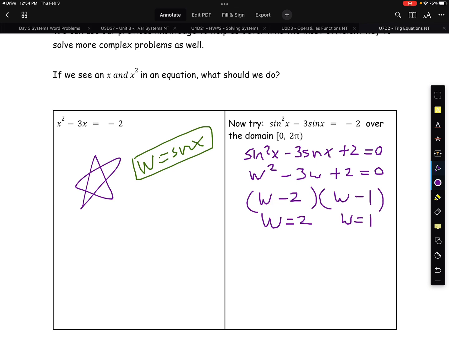And now that I broke it down as far as possible, I'll bring back in sine. Sine x equals 2, sine x equals 1. Well, on our unit circle, where is 2? 2 is nowhere to be found on our unit circle.